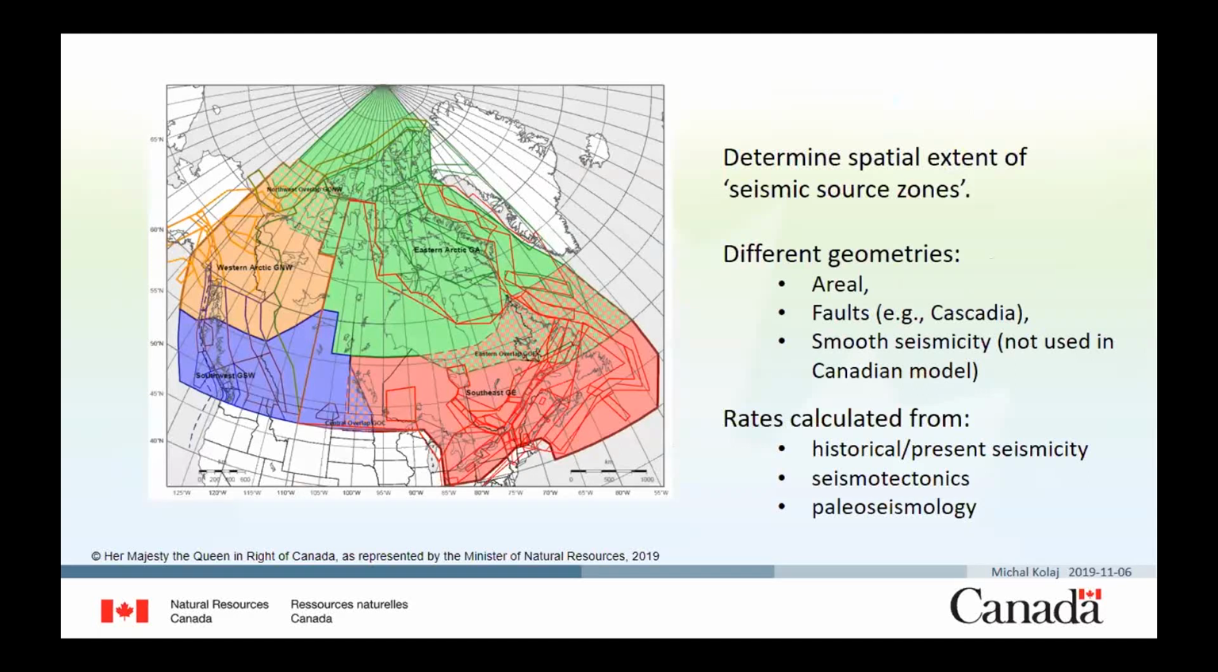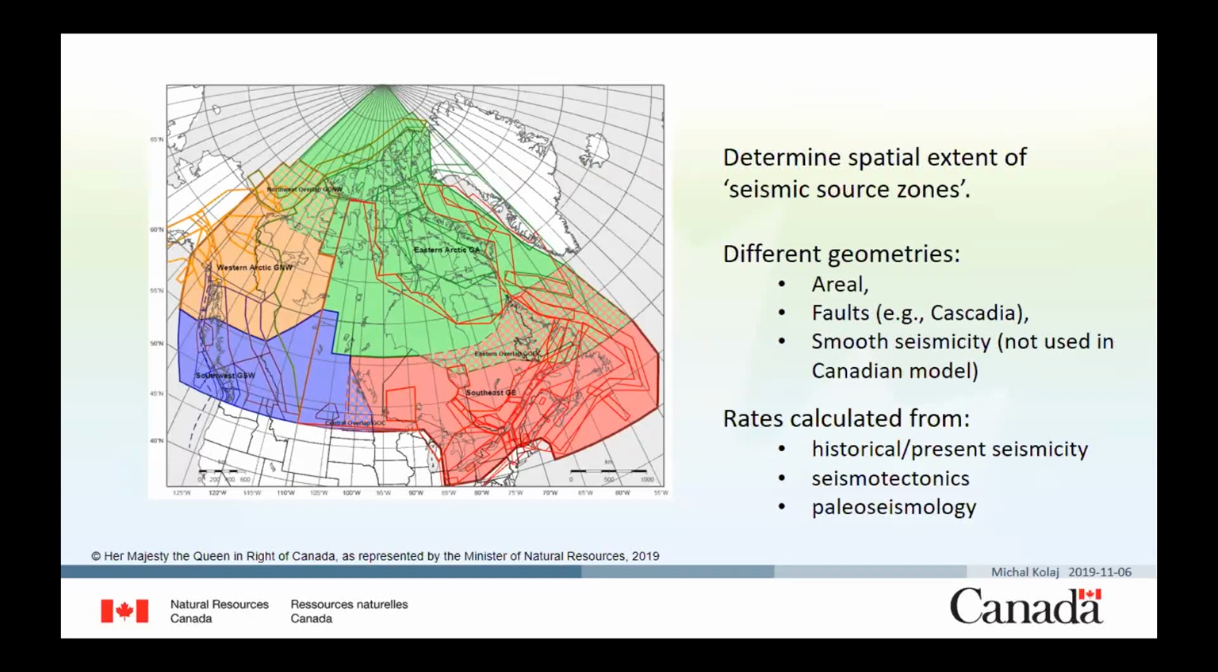I introduced this a little bit yesterday. Next, we have to determine the spatial extents of the seismicity. We try to group like seismicity together because it might be on the same feature, or it has a common recurrence. They might be on the same fault. You can do this in different ways. You can do it with areal polygons, and that's a lot of what I showed yesterday. This is a map across Canada showing all of the areal sources that we have. You can also have fault models, and we have this in Canada, for example, for the Cascadia subduction zone.